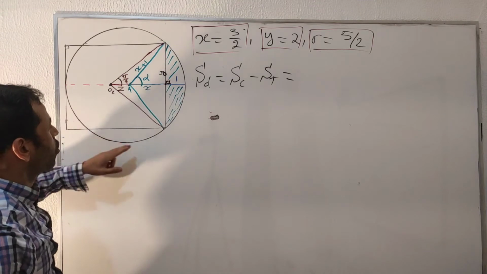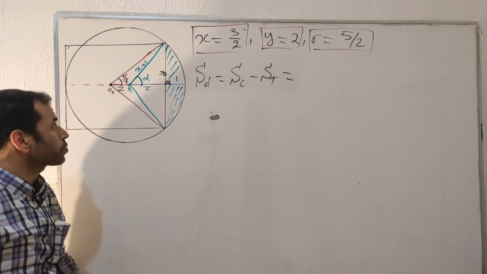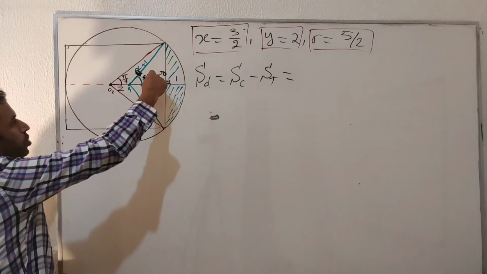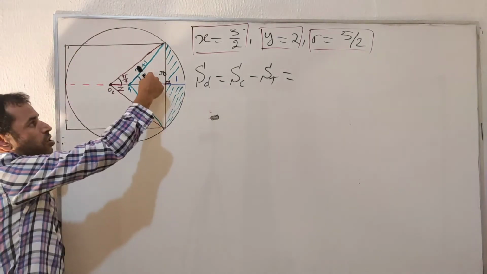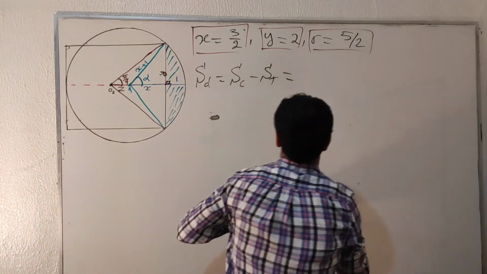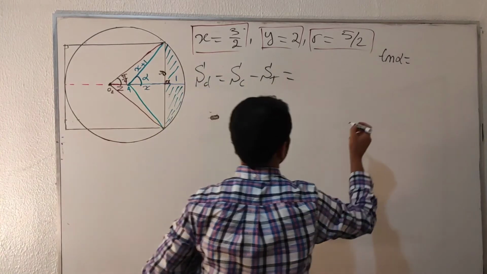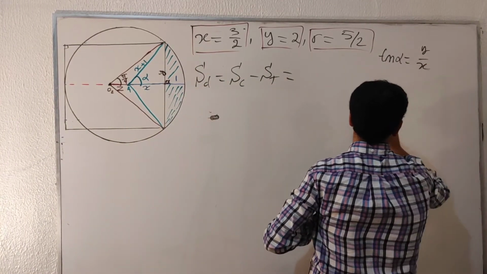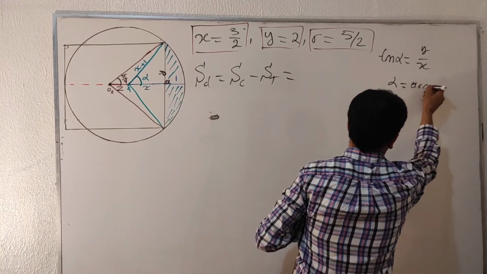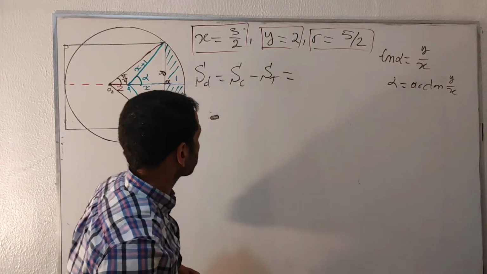We know the area of the whole circle is pi multiplied by the radius squared. But this angle is not 2 pi, so we have this portion. We need to calculate this angle first. So let's calculate this alpha. We know tangent alpha equals this distance, which is y over x. So alpha equals arc tangent of y over x, the inverse of tangent.